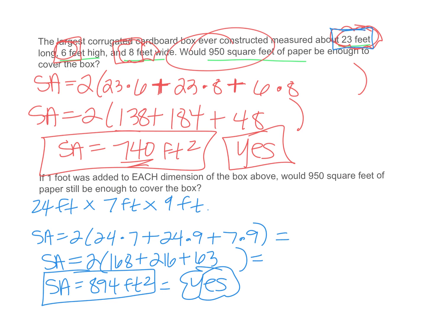Okay, so then if you see, I did 2 times 24 times 7 plus 24 times 9 plus 7 times 9. So then I got all of those and I added them all up, multiplied them times 2, and I got 894 feet squared for the surface area, which still would be enough to use the 950 square feet of paper.